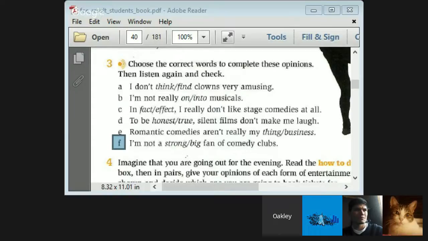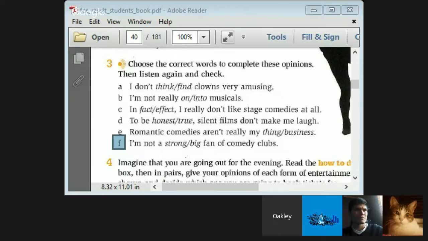Jorge Luis, how about letter F here? I would say I am not a big fan of comedy clubs. Good. Excellent. Are you a fan of comedy clubs? Have you ever been to a comedy club? I'm not sure I know what comedy clubs means. Do you have an example?